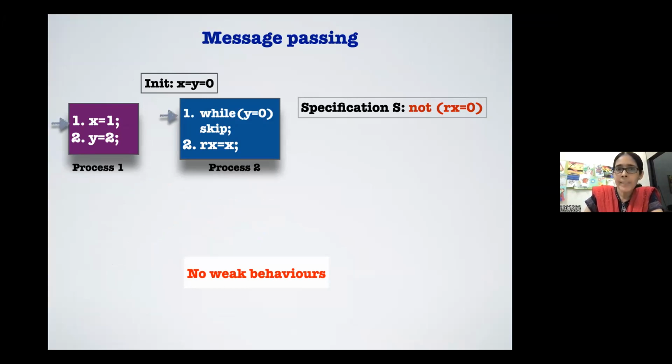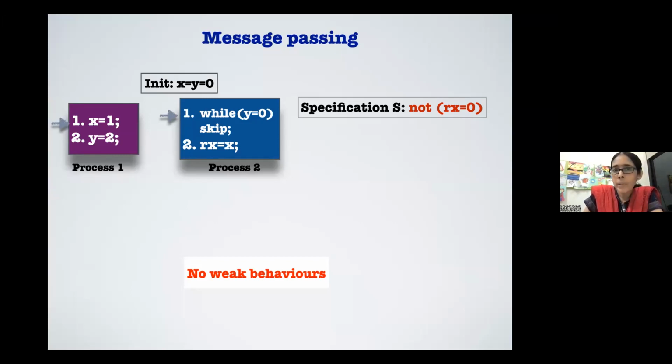The second process is basically waiting in a loop, waiting just enough time so that the value of y changes from 0 to 2. And the moment that happens, it reads the value of x into Rx. So when the read happens in process 2, when it reads from x, process 2 is aware of the write that was made into x. And why is that so? The reason is that release acquire is like causal consistency. The event x equal to 1 is causally before y equal to 2.